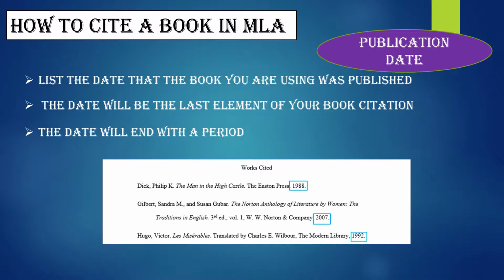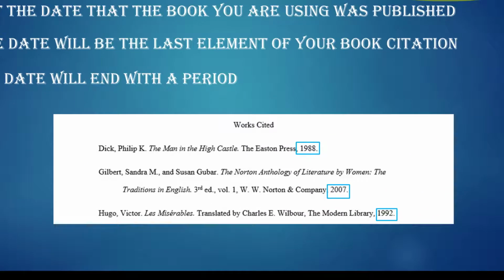Finally, we will list the date of publication. Use the most recent copyright as it's listed in the book. You will end this element with a period. This brings us to the end of the citation.